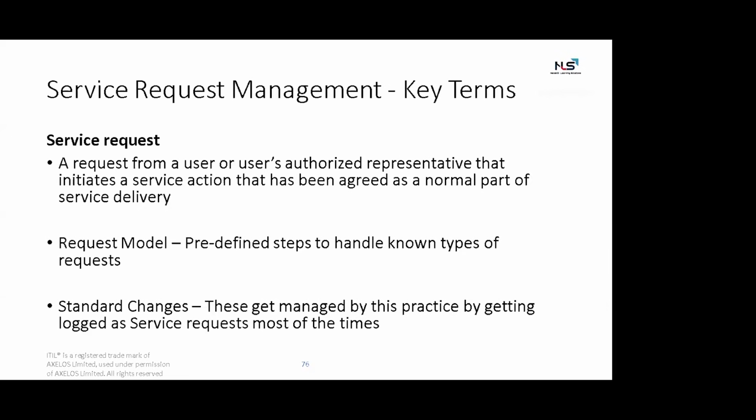So the request model is predefined steps to handle known types of requests. What is a predefined model? For example, if you need access to particular hardware or software, you raise this particular request. If you need a USB dongle or a hub, you raise this request. Every system will have a template. You type USB hub required, and the template asks you to add your employee ID, your details, and why you need it. This will go to your manager for approval, and that's it.